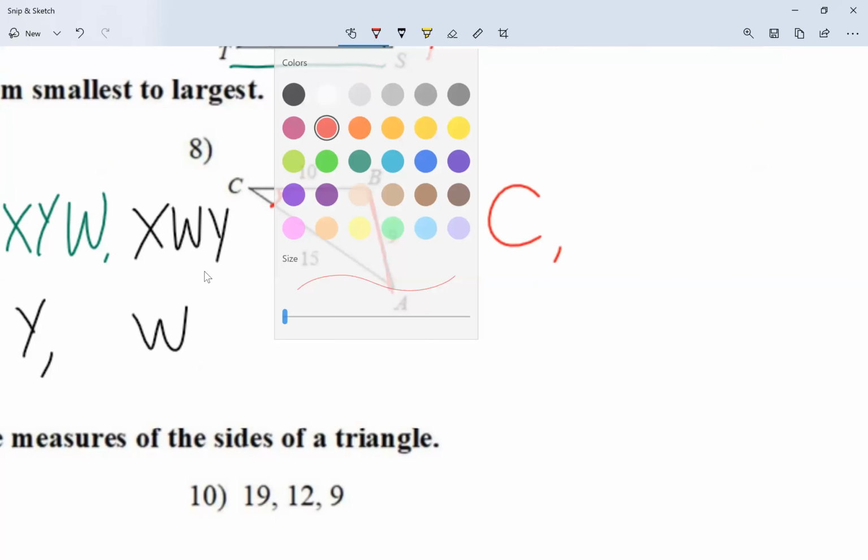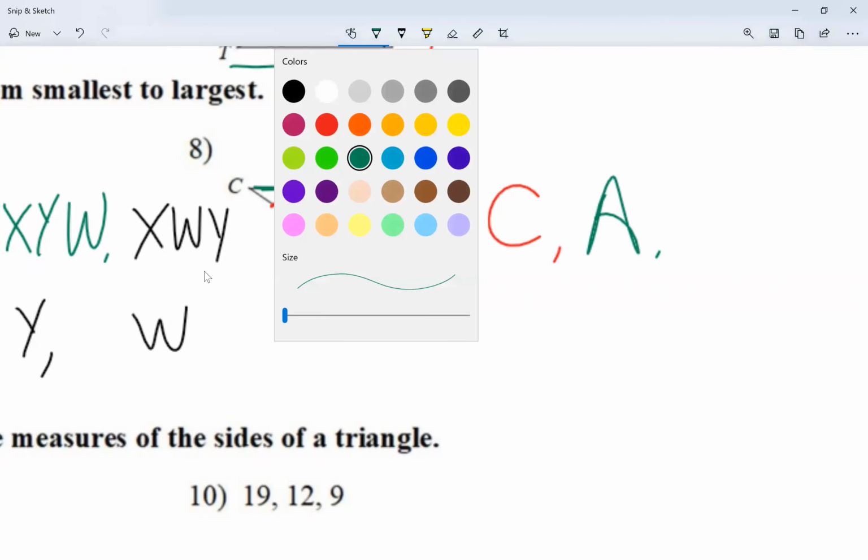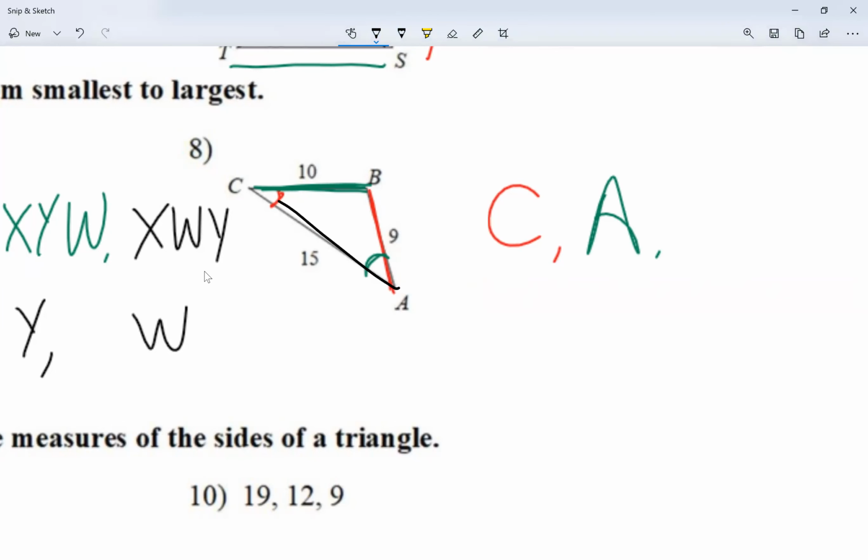Now, I'm going to look at the second smallest side, in this case 10, the angle that is opposite from it, I'm going to call it angle A. And the biggest side in this case is 15. So the biggest angle must be B. Remember, the smallest side is opposite from the smallest angle. The biggest side is opposite from the biggest angle.